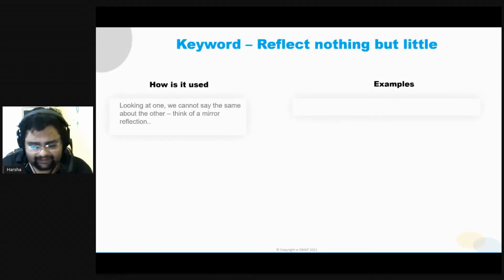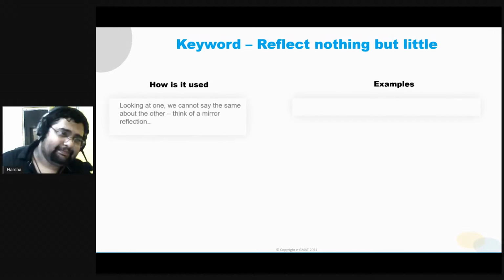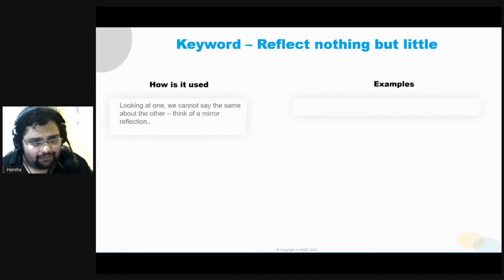I'll give you an example. Think about a reflection. When you're looking at yourself in the mirror, if you raise your hand, your reflection will also raise its hand, which means it reflects perfectly. The opposite of that is what's being talked about. Reflects nothing but little means that based on one, you cannot say anything about the other. If A reflects nothing but little of B, that means that looking at A, you cannot really predict anything about B. If it was a perfect reflection, if I raise my hand, my reflection will also raise its hand. If there is a rise in GDP, there will also be a rise in quality.